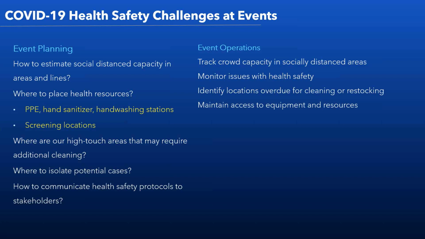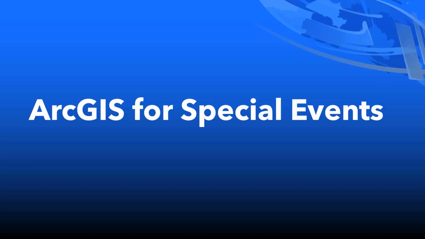And then during the event operation, we also need to be able to track crowd capacity in socially distanced areas. We have to monitor issues with health safety, identify locations that may be overdue for cleaning or need restocking, and finally maintain access to equipment and resources during the event. So there's a lot to think about. There's a lot that goes into special event planning and management, and that's why we just released this new ArcGIS for special events solution. Now I'm going to turn it over to Chris, who's going to overview the solution for us and demo the capabilities that we're bringing to you. Chris?